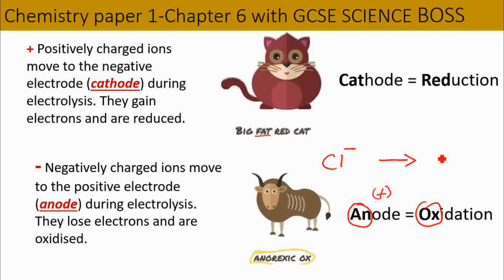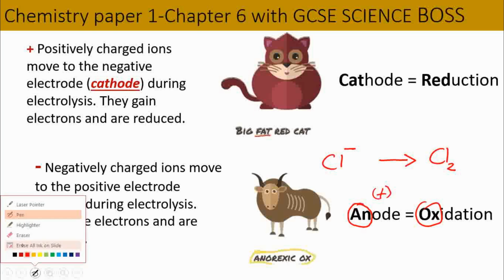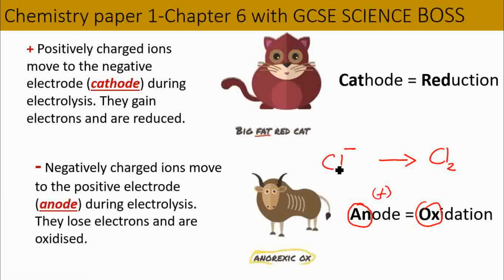It's going to change into Cl2. Now, straight away, what you need to realize is that this needs to be balanced. So Cl minus changes to Cl2. I need to change that. I need to put a 2 in front to make sure that it is balanced.